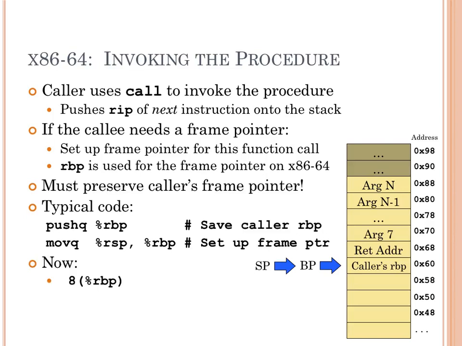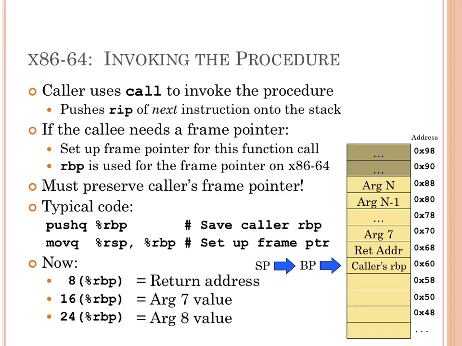So now we have 8 RBP. Return address, right? 16 RBP. Well, if 6 arguments weren't enough, then that's going to be argument 7, and so forth. Okay? So this is how we get into the function.